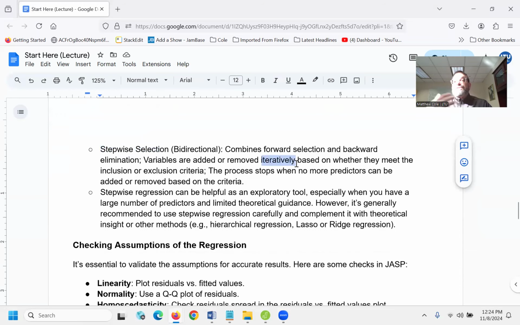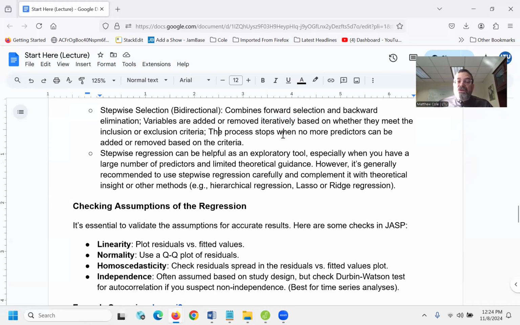Iteratively means it just keeps trying. That's iteration till you get the best model based on whether they meet the inclusion or exclusion criteria. The process stops when no more predictors can be added or removed. Stepwise regression can be particularly helpful as an exploratory tool.